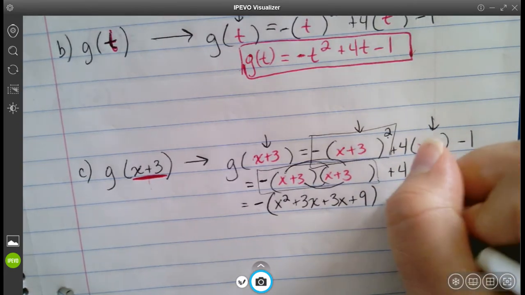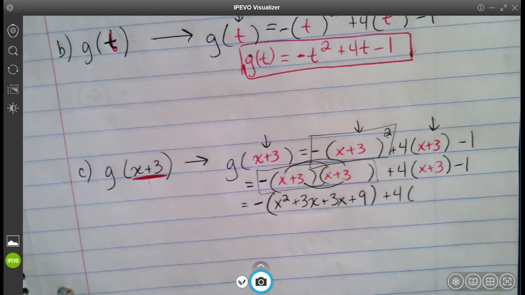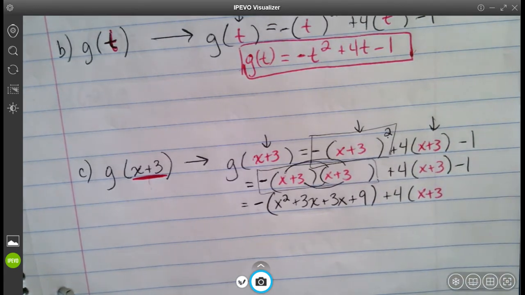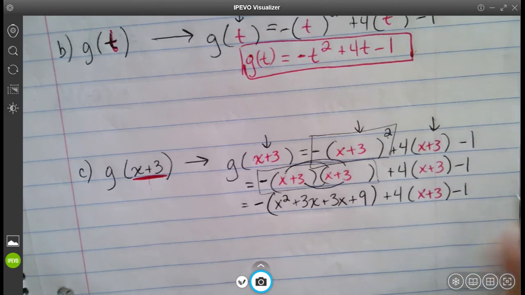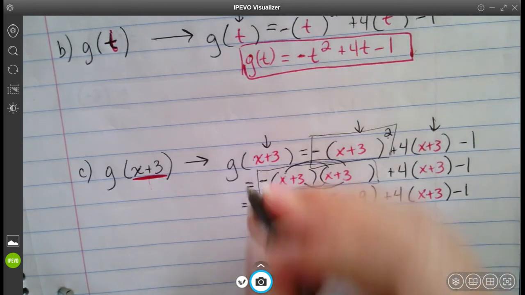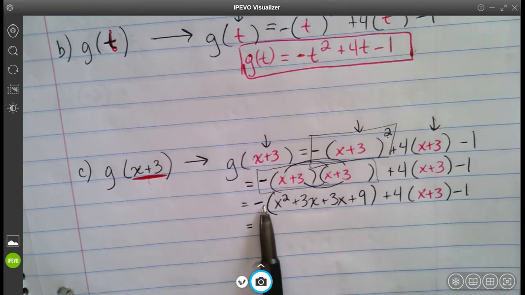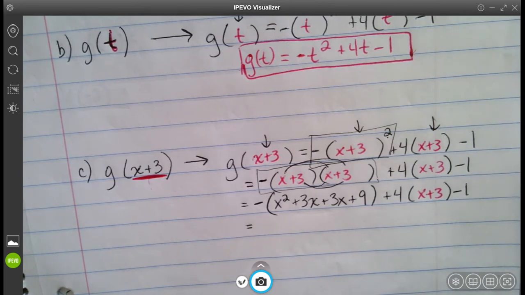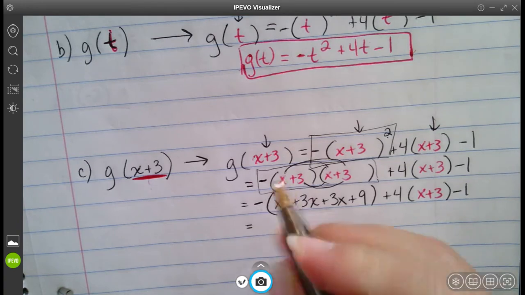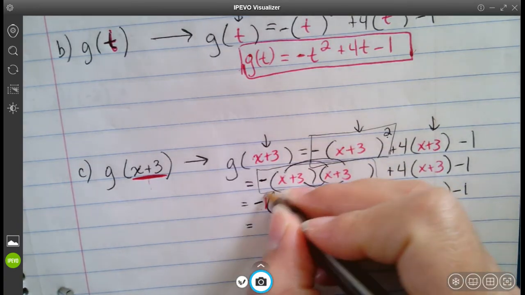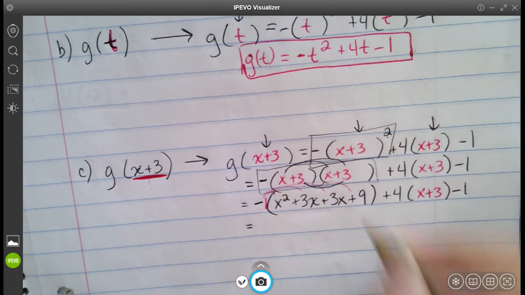Okay? Plus 4, and I'm just bringing this other stuff down. I'll deal with it in a little bit. If you want to get ahead of me, you're welcome to work this out if you want. Okay? Once we have this, we can go ahead and distribute this negative. Remember that the negative right here is the same as a negative 1. So we just have to multiply it in to everything here.